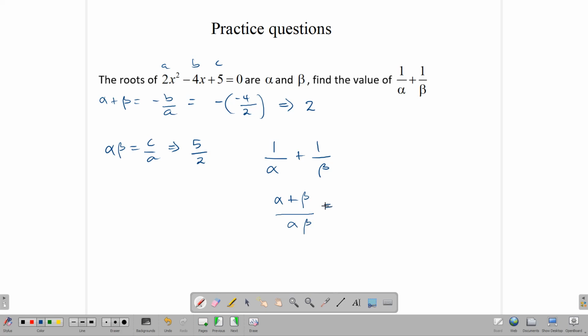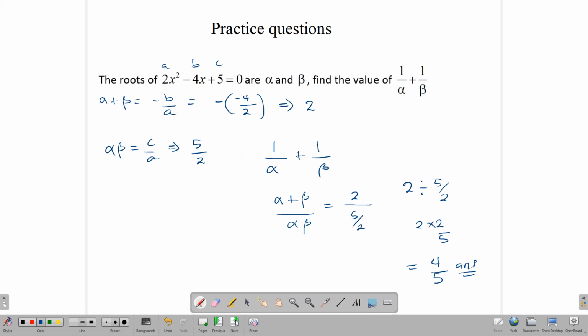And what we have now is alpha plus beta. We know that the sum is 2. And the product, we know that also is 5 over 2. So we want to divide 2 by 5 over 2, which ends up being 2 times 2 over 5. And of course, we know that is 4 over 5. So given the equation, we can write down expressions like these, like find the value of this using different manipulations of it, 1 over alpha plus 1 over beta, etc.